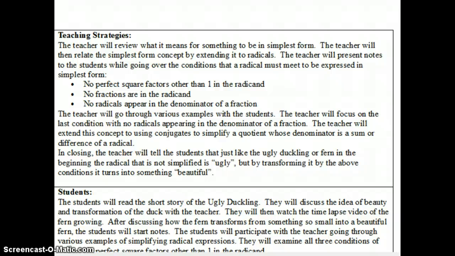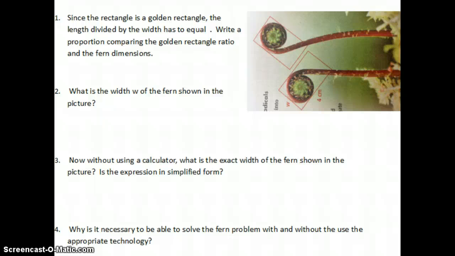I will extend this concept to using conjugates to simplify a quotient whose denominator is the sum or difference of a radical. In closing, the teacher will tell the students that just like the ugly duckling or the fern in the beginning, the radical that is not simplified is ugly, but by transforming it by the above conditions, it turns into something beautiful.